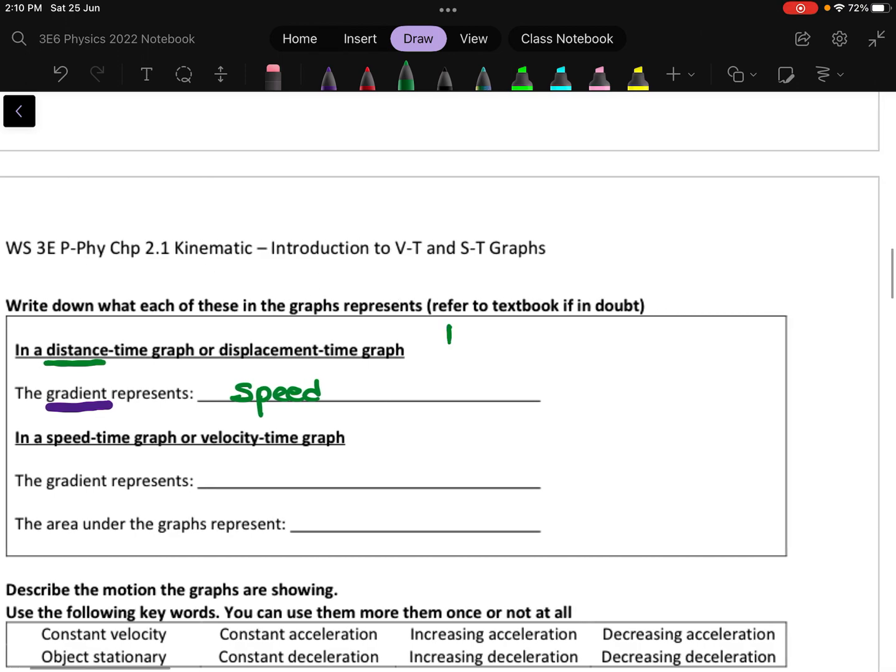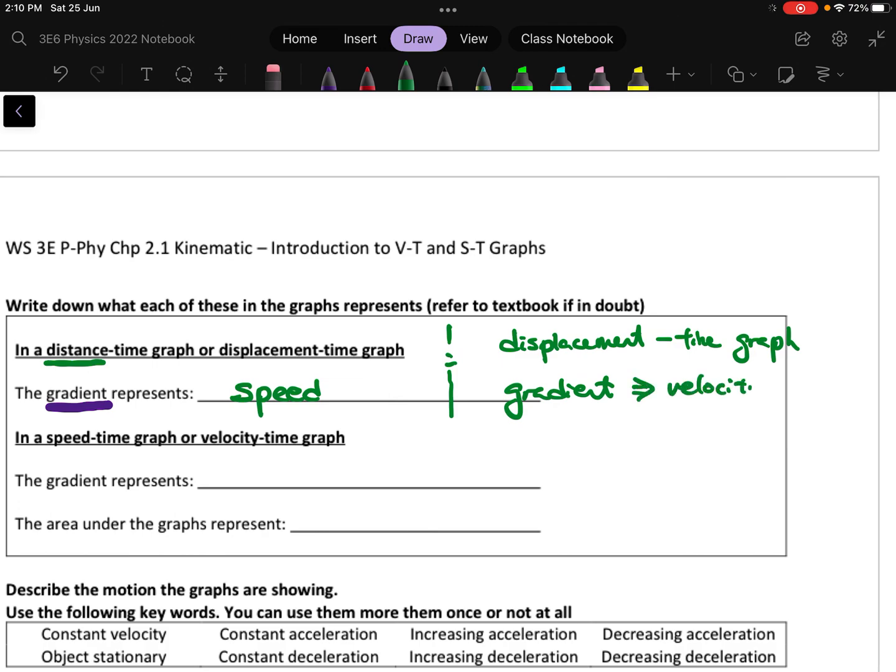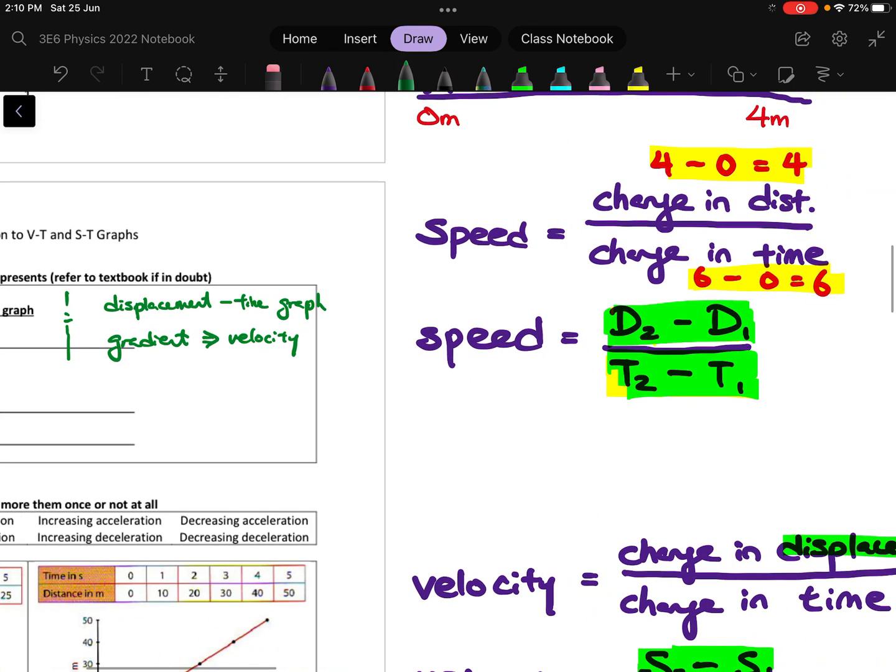And if I were to have a displacement time graph, how do I get the velocity? Well, I just need to calculate the gradient at the point of interest, and the gradient will tell me the velocity of the object, right? So that is content number one.